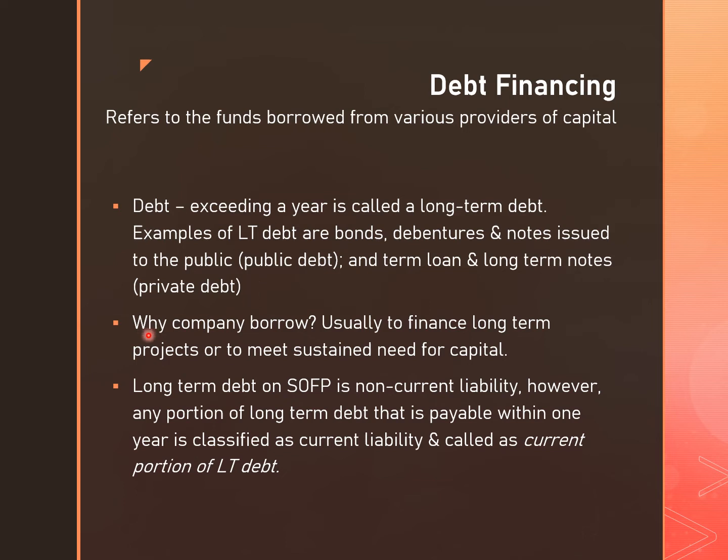Okay. So kenapa company borrow the money? Usually because they want to finance the long-term project ataupun to meet the sustained need for capital. So nak buat project in future tapi tak ada modal, pinjam debt. Long-term debt on SOFP adalah the non-current liability. Okay, yang ni memanglah sebab dia more than 1 year. So kena jadi non-current. Tetapi kalau ada portion yang long-term yang kita kena bayar dalam masa 1 year, kita akan classify dia sebagai current liability and it is called as current portion of the long-term debt.